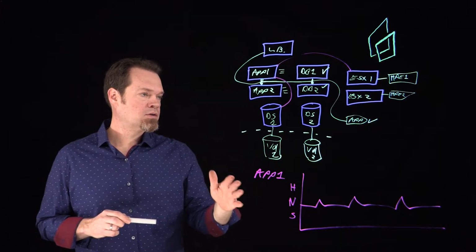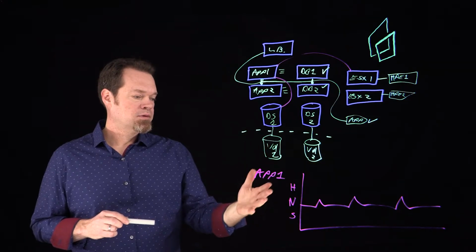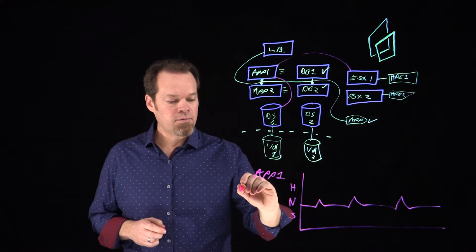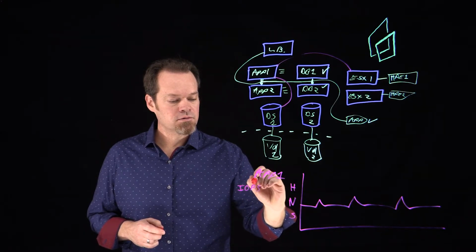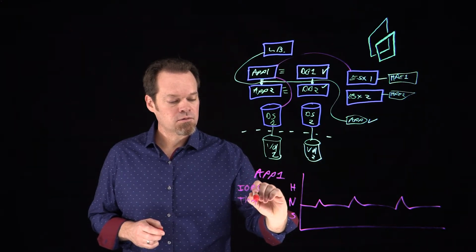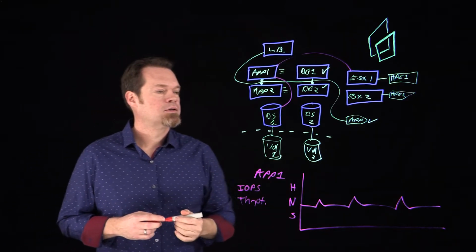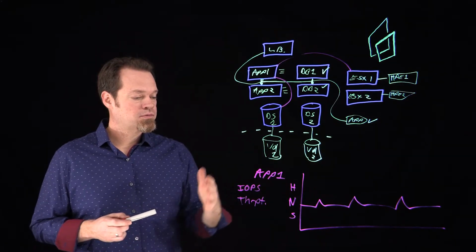So application 1 server looks okay. You see throughput and IOPS. In fact, you do want to note how many IOPS and how much throughput it's doing, right? Just as a performance benchmark. So we do that. We've checked that out.